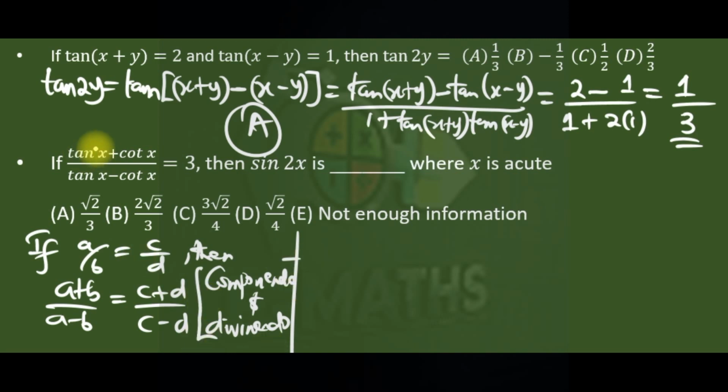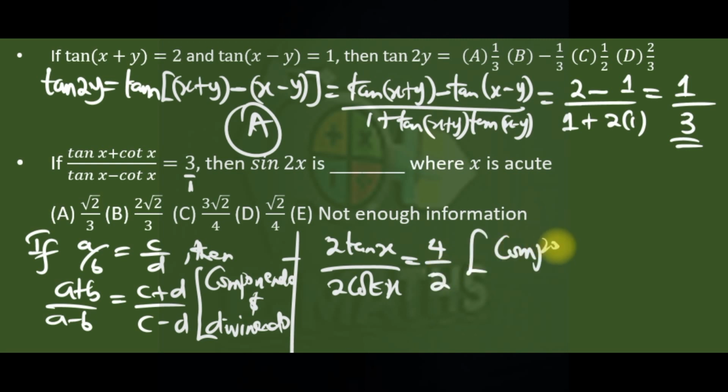As you can see, I see A plus B, so I can add. This is A and this is B. C is 3 and D is 1, because 3 over 1 is 3. So I can now add this and this. That's A plus B. Tan x plus tan x is 2 tan x. This plus this is 0, over A minus B. So this minus this: tan x minus tan x is 0, cot x minus minus cot x is 2 cot x. So I've applied componendo and dividendo. 3 plus 1 is 4, and 3 minus 1 is 2.